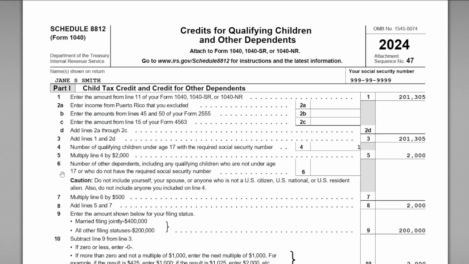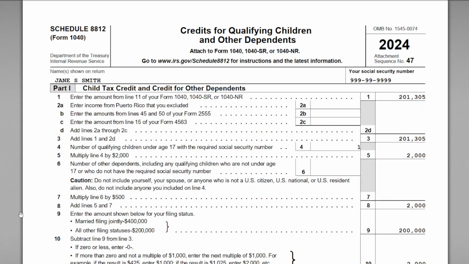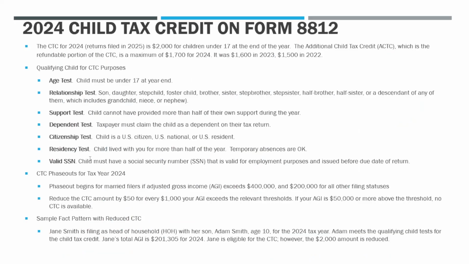For this video, I want to go through a sample Schedule 8812 to claim the child tax credit for 2024. So we have a sample 8812 here, and it is part of a full 1040 for this taxpayer. We'll have a look at the 8812 and all the other pages and schedules within the 1040 that are going to be required. But before we get into that, I have just one slide here covering some background on the CTC, what the amounts are, and then some more detail on the fact pattern.